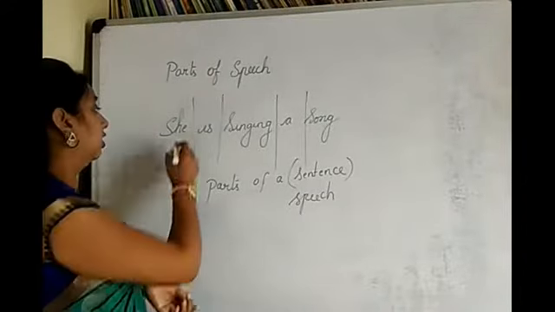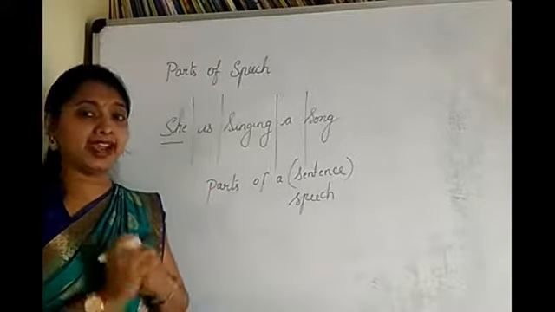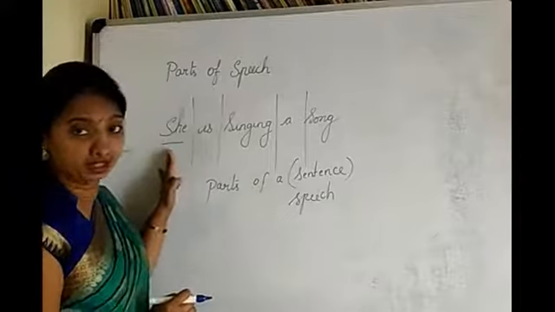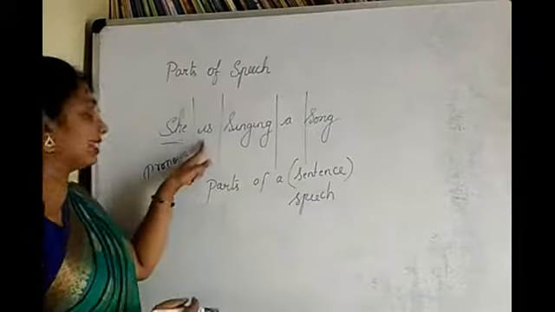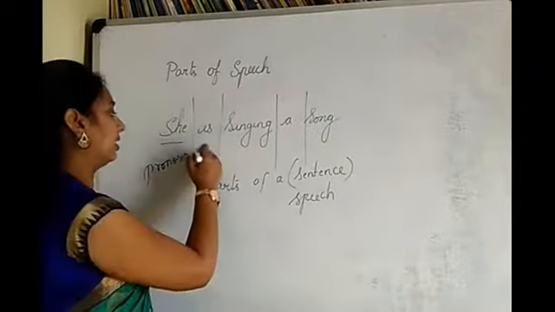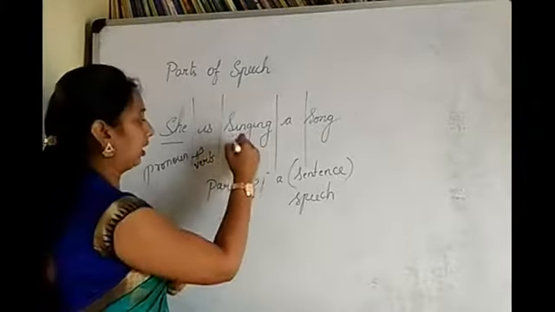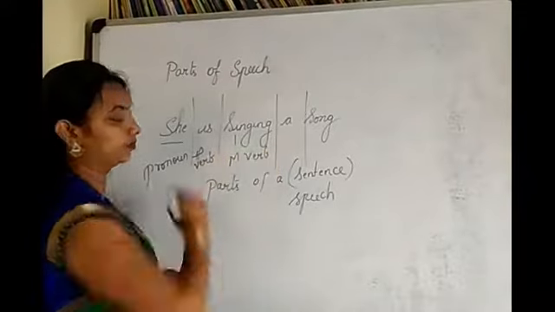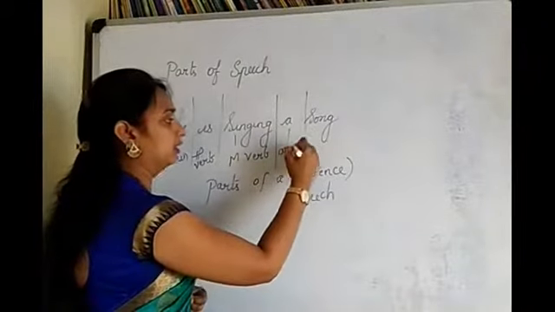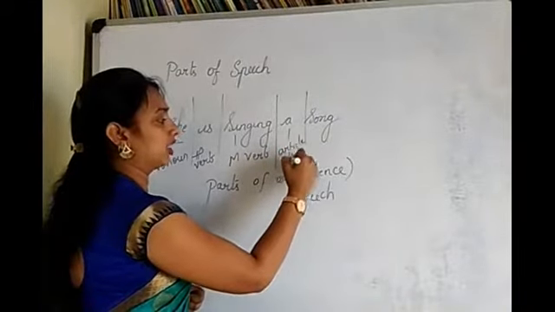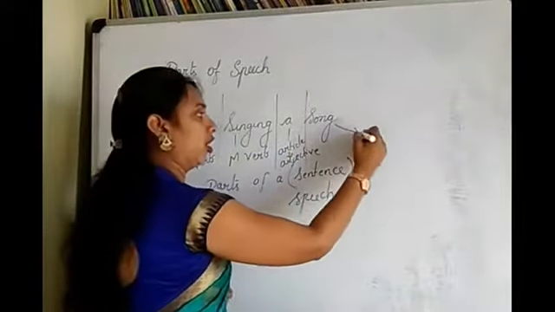For example, what is she? Is it a noun, pronoun, verb? So we have totally 8 parts of speech. So which part of speech is it? It is a pronoun. Then what is this, is? Is is a helping verb. Then singing is a main verb. Then a is an article. Article is also an adjective. Then a song. Song is a noun.